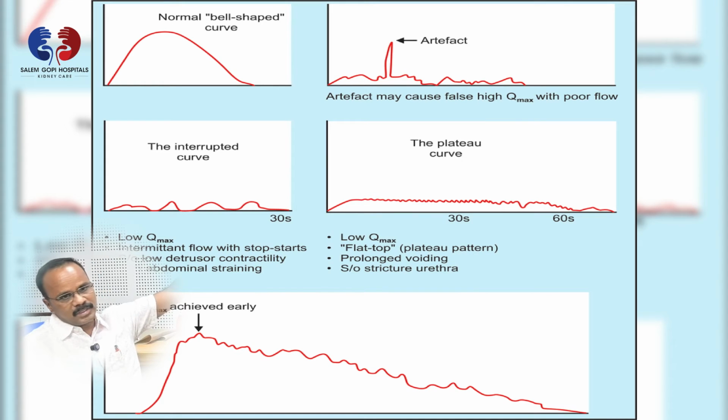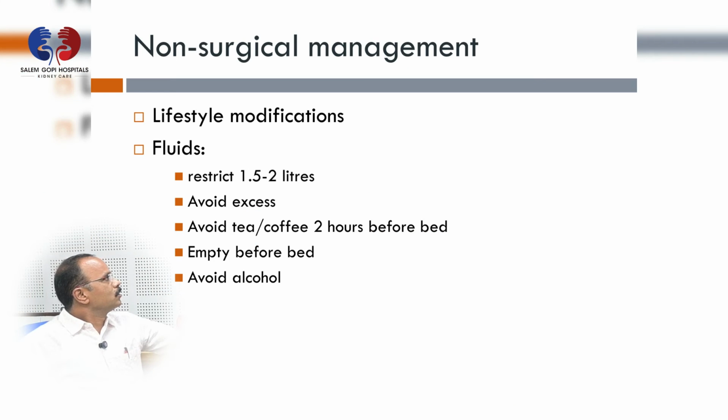So what are the other things you should see? The maximum flow rate should usually be more than 30 ml per second. If it is less than 15 ml per second, that means there is a block due to prostate enlargement. So not all prostate enlargement always needs surgery.